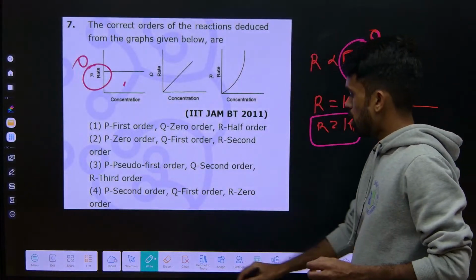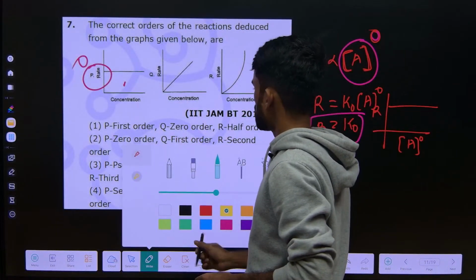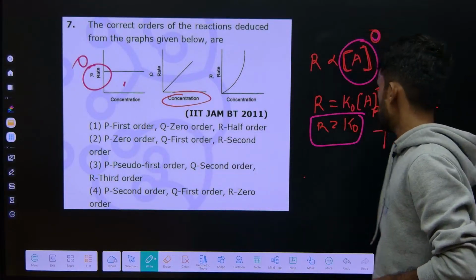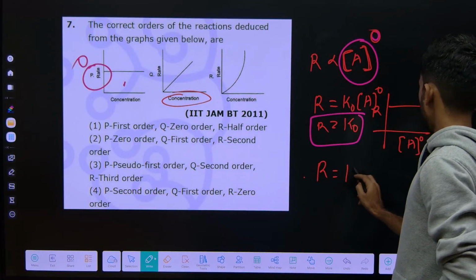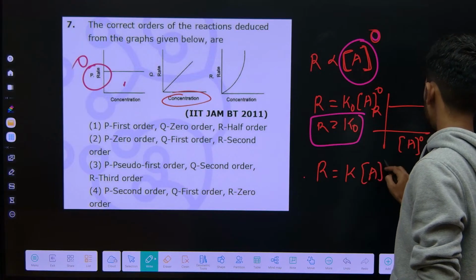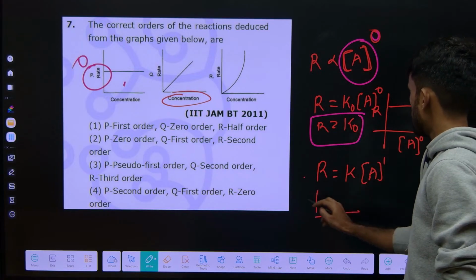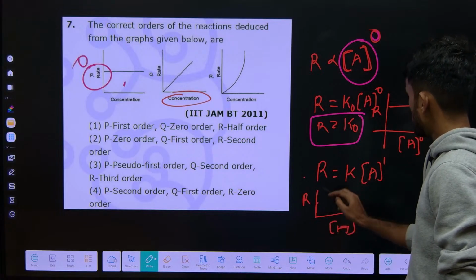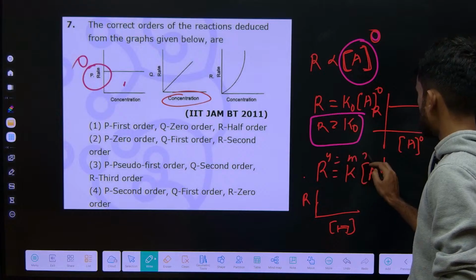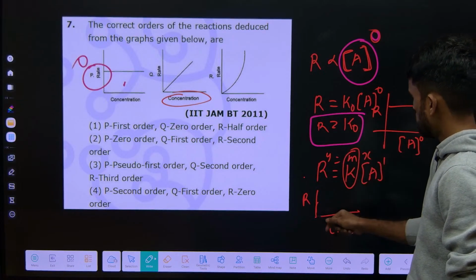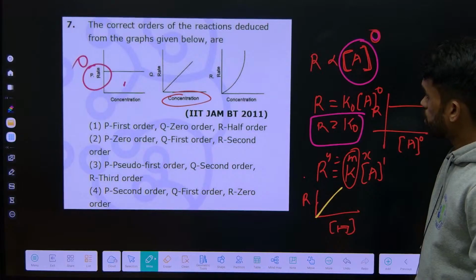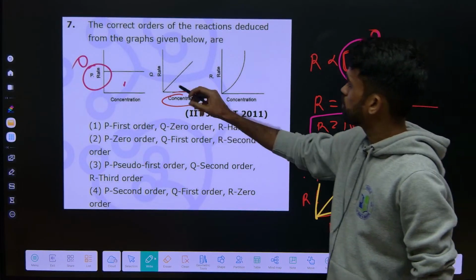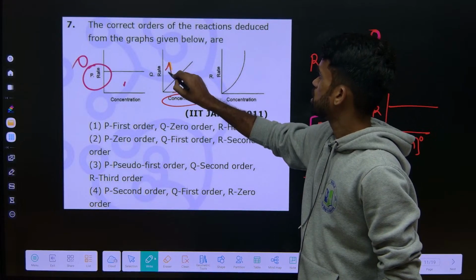Similarly, if you observe the second graph, the rate is directly proportional to concentration. It means rate equals K times A to the power 1. See how they are related, rate and concentration of A. It is a y equals mx type graph. So what is our slope here? K. So we will get a straight line like this. This is for the first order curve.